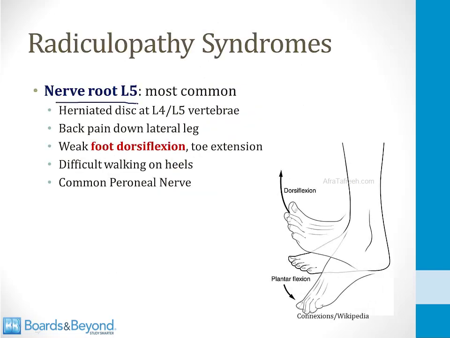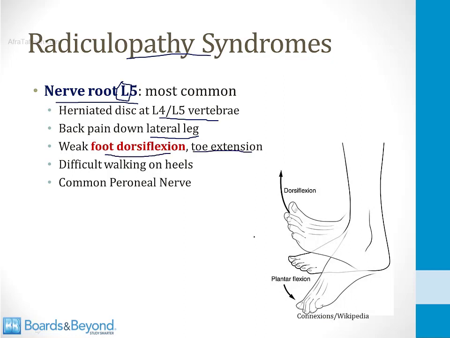So nerve root L5 is the most common radiculopathy syndrome. This occurs when there is a herniated disc at the L4-L5 vertebrae. This will lead to pain going down the lateral leg, and you can remember that the L in L5 stands for lateral to remind you that this nerve root delivers fibers to the lateral leg. In addition, this nerve root delivers fibers that are important for foot dorsiflexion and toe extension.